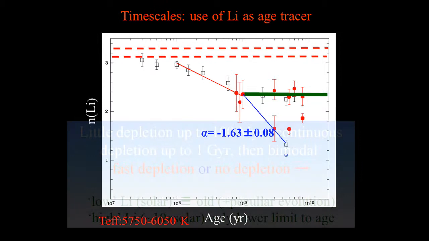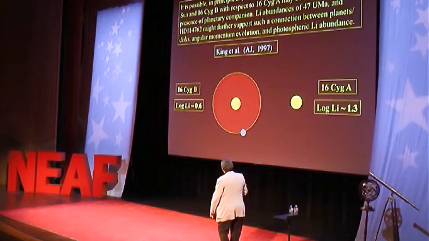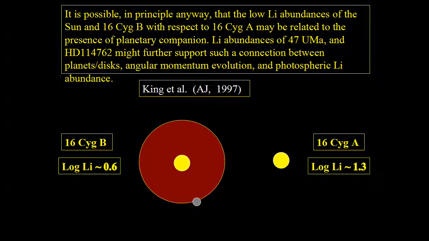Why? Because the Sun, our Sun, has a much lower lithium than predicted by models. And the Sun has a planetary system. So we knew this, and this is why we suspected that there is some relation between planets and stars. And this is another interesting observation from Jeremy King and colleagues.